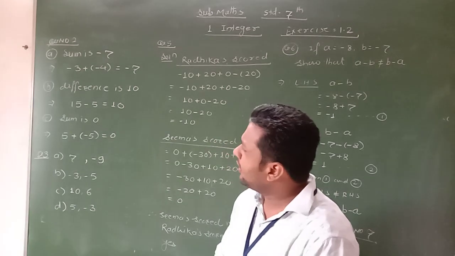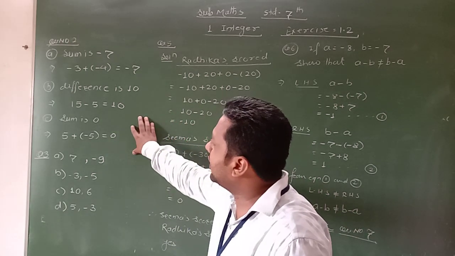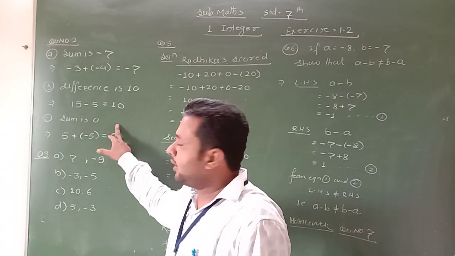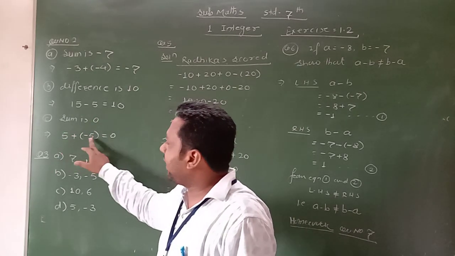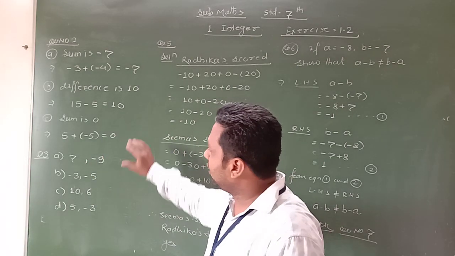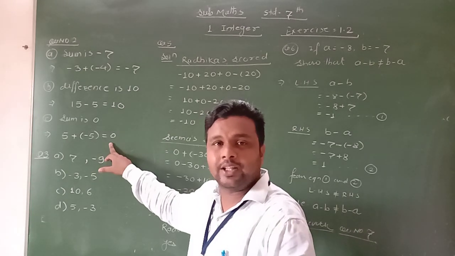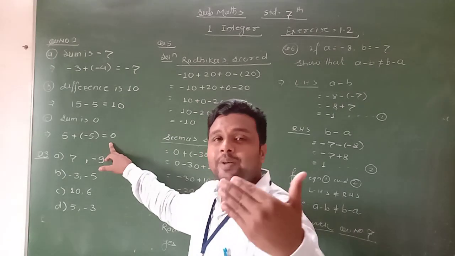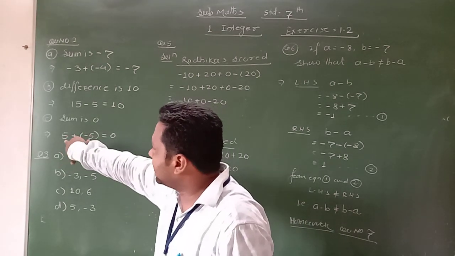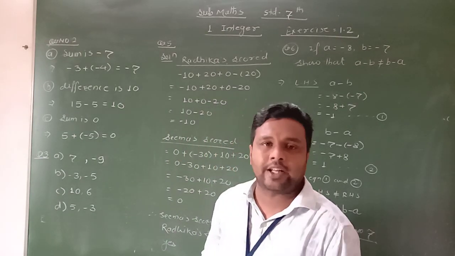Then part C is given. Here we have to find two integers whose sum is 0. Therefore here I take 5 and minus 5. The sum of these two integers is 0. And we know this property: if the sum of two integers is 0, then they are the additive inverse of each other. Therefore 5 plus minus 5 is the required pair of integers whose sum is 0. In this way you can take other examples also.